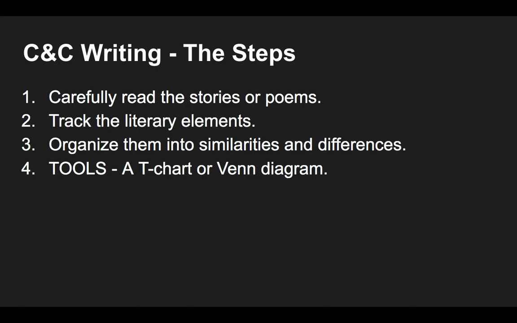Another option is the Venn diagram. This is where you do two big circles, and you would have the story names also at the top. The parts of the circles that don't touch would be the differences. The part where the two circles overlap would be the similarities. That would help you to visually organize what you discovered through your close reading.